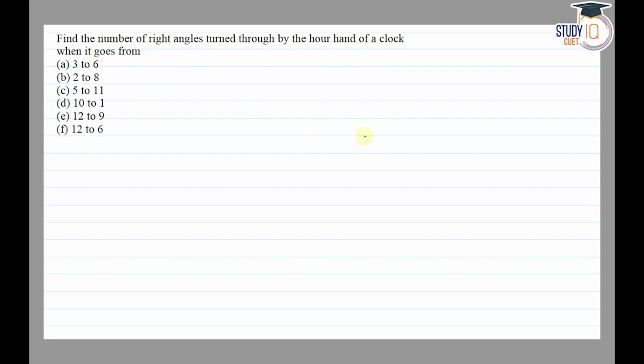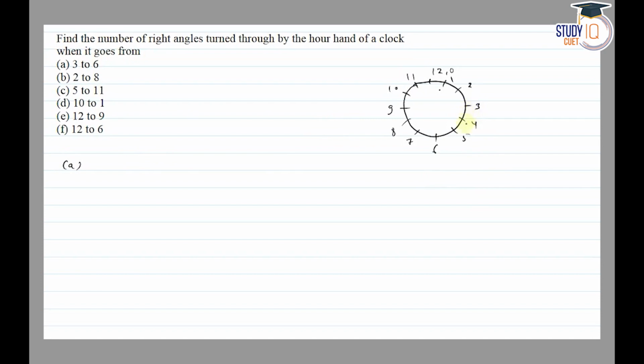So firstly, हम एक रफ क्लॉक बना लेंगे यहाँ पे. 12, 3, 6, 9, 1, 2, 4, 5, 7, 8, 10 and 11. So part A is 3 to 6.